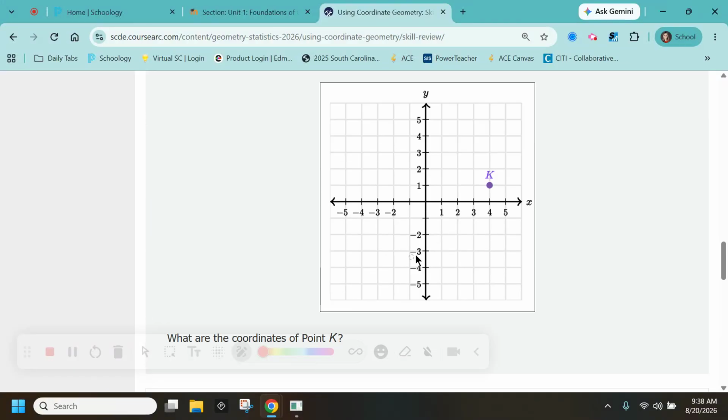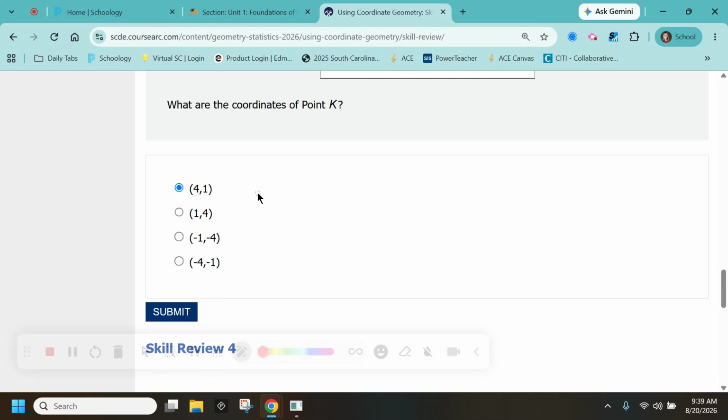What are the coordinates of point K? We always move from left to right first when we are naming coordinates. So we'll go to the right, 4, and then up 1. So our coordinates are 4, 1.